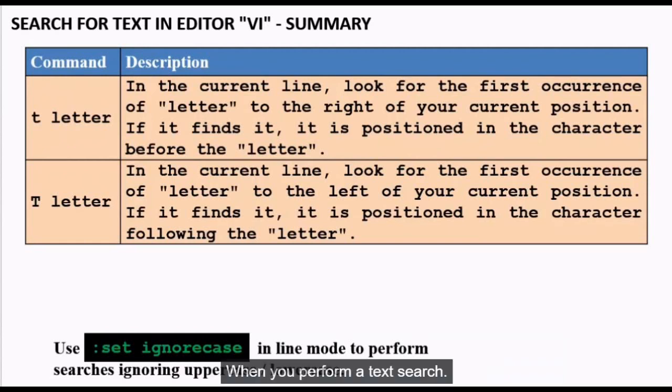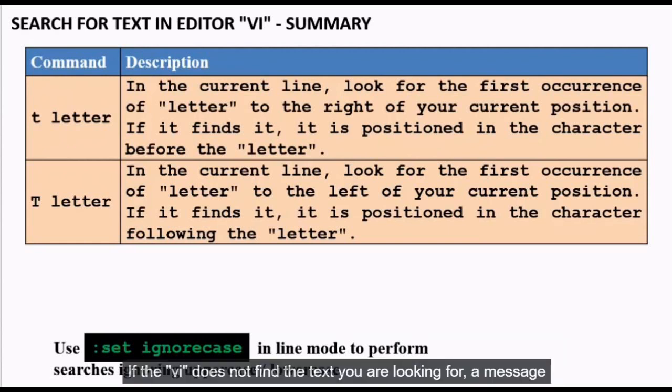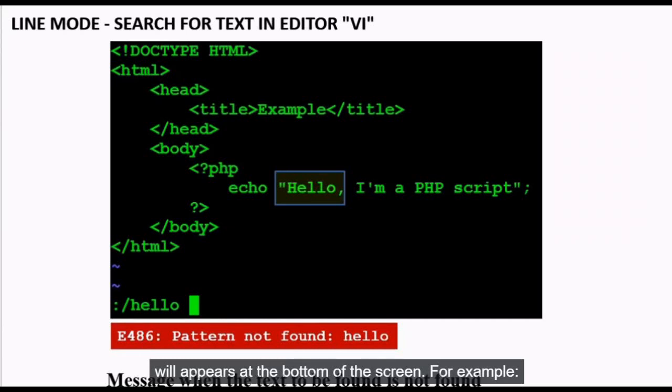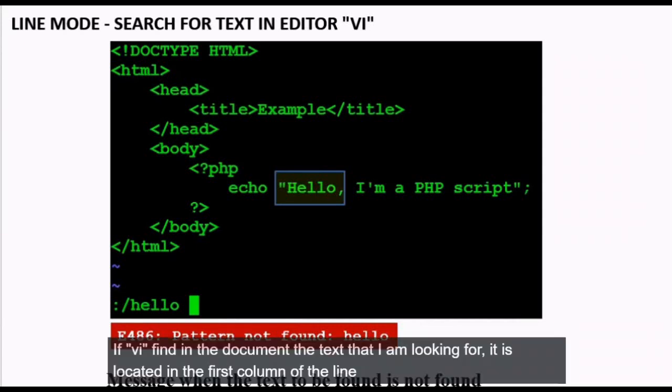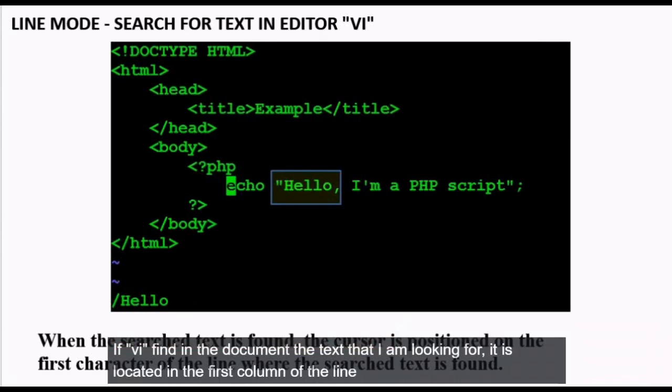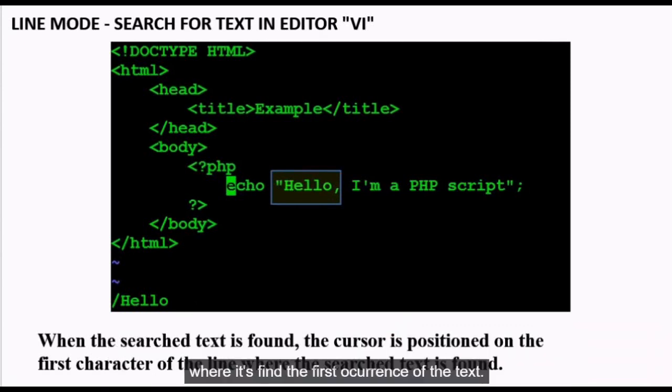When you perform a text search, if vi does not find the text you are looking for, a message will appear at the bottom of the screen. For example, here I am looking for hello in lowercase, and in the document it is Hello in uppercase. If we find in the document the text that I am looking for, the cursor is located in the first column of the line where it finds the first occurrence of the text.